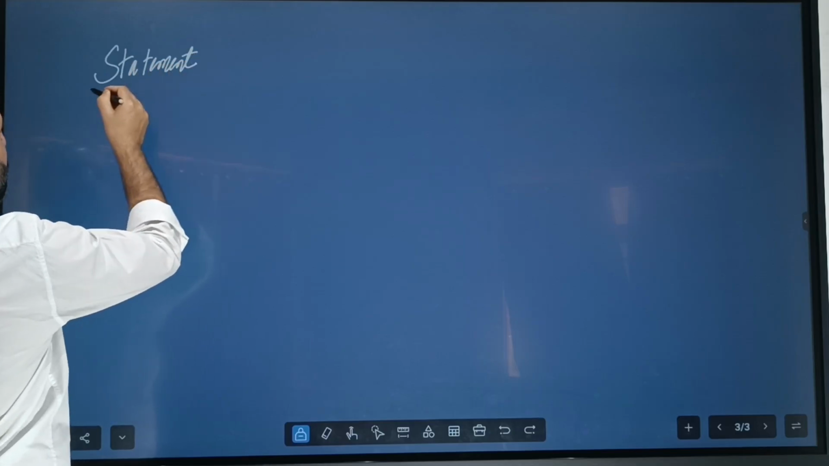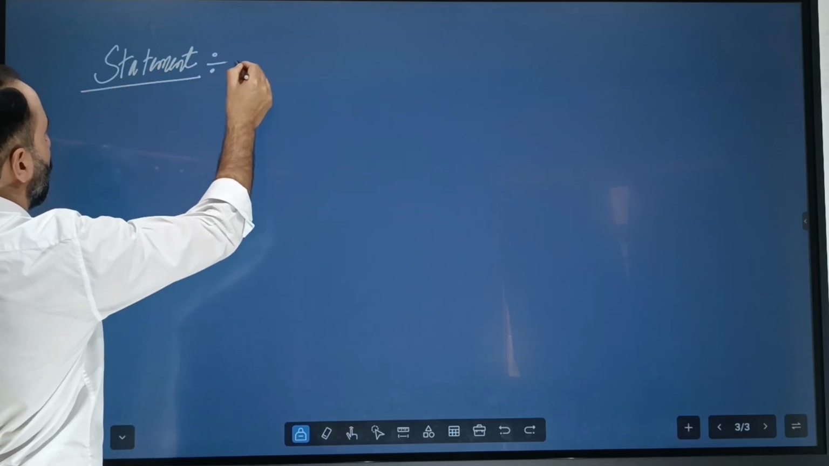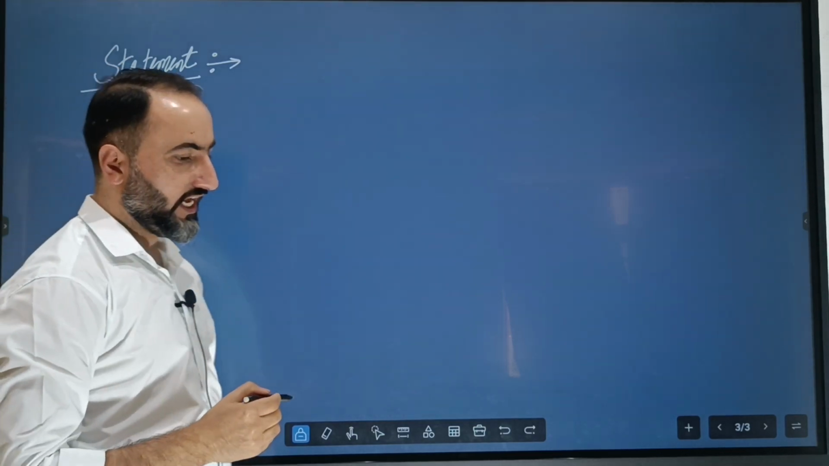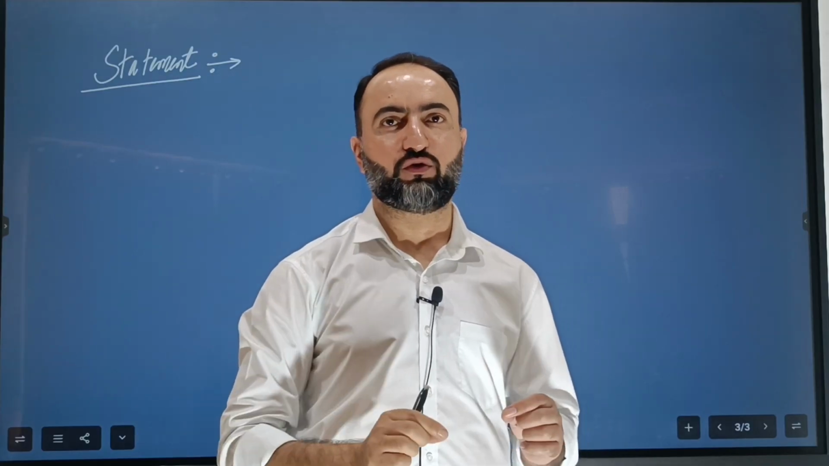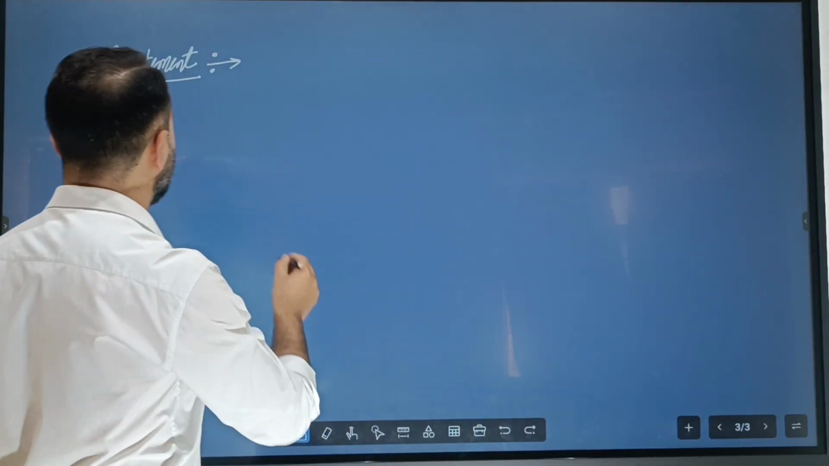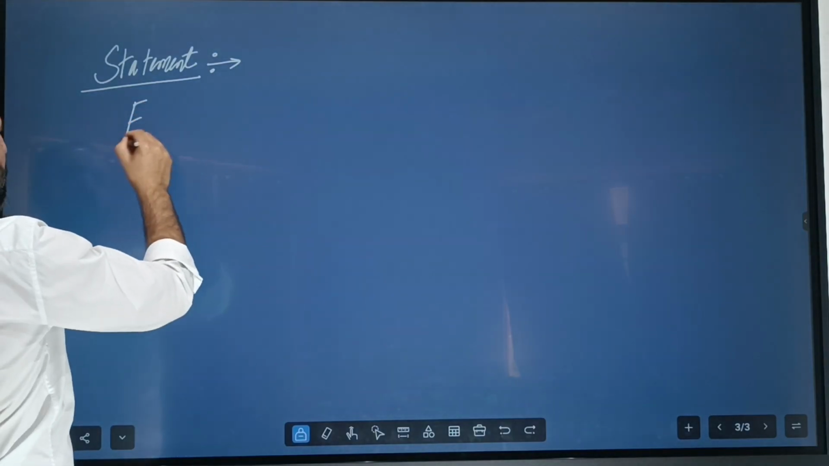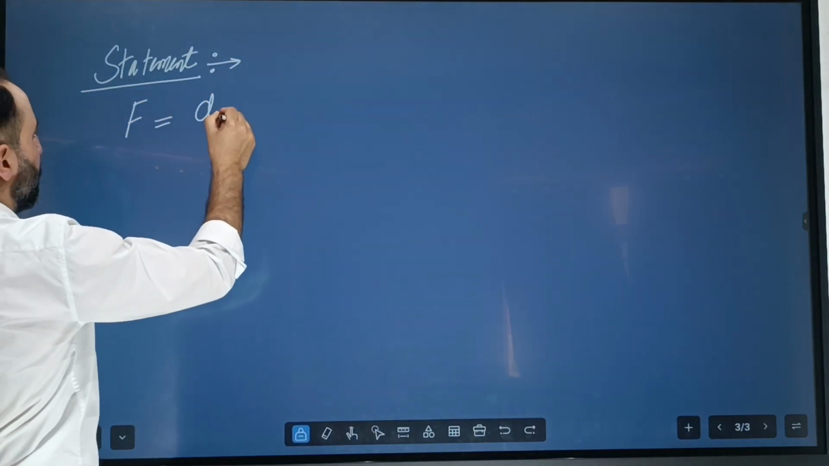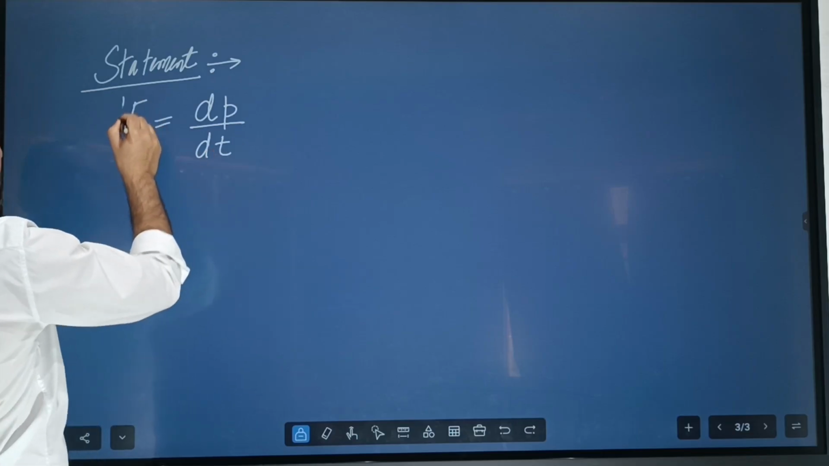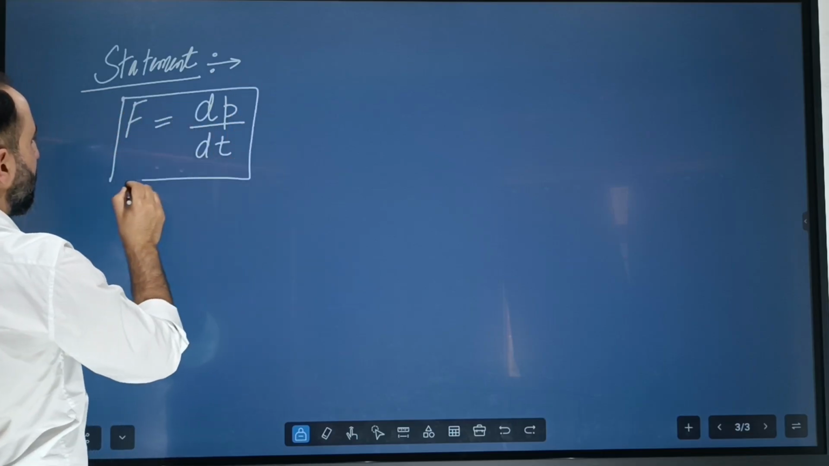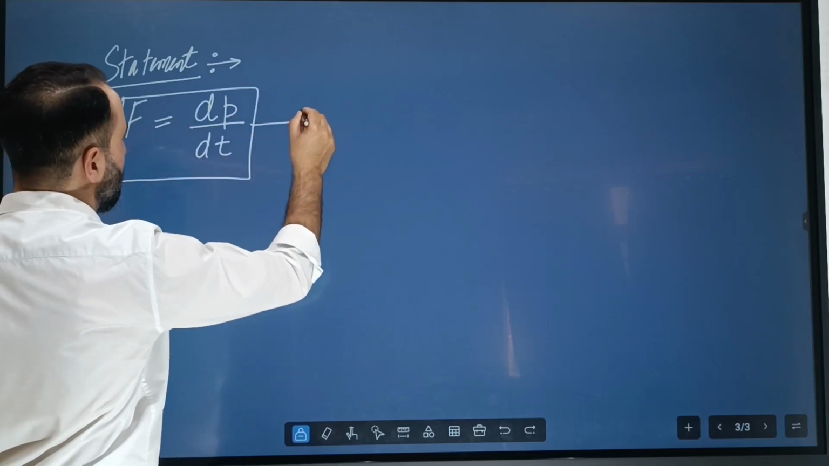What is the statement of Newton's second law of motion? Okay, so its statement is that the net force on an object is equal to the rate of change of momentum with respect to time. Okay, that is the statement. Like this it is simply: force equals the rate of change of momentum, denoted by dp divided by dt. Differentiation of momentum with respect to time. This is our equation number first.